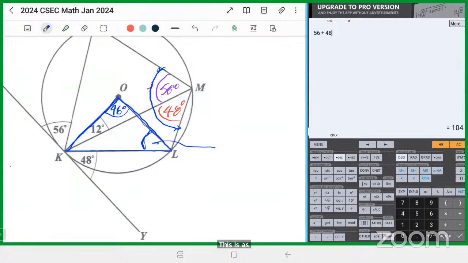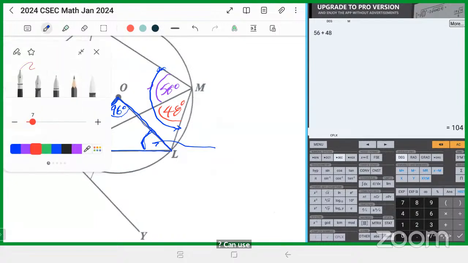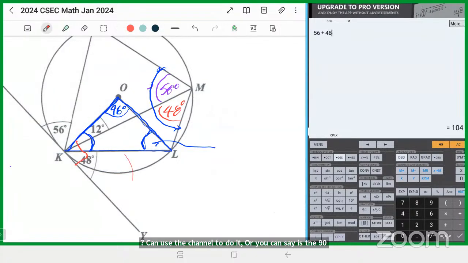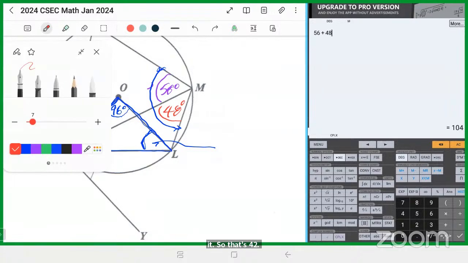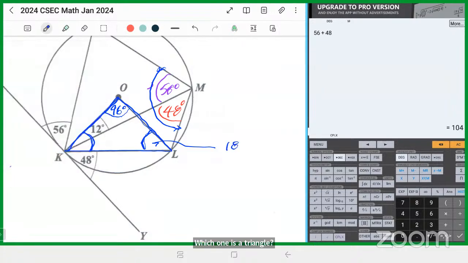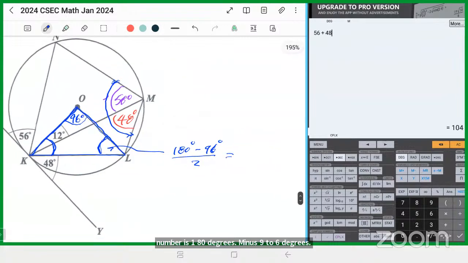This angle here, since it's equal to this one, we know already it's 42. You can use a triangle to show that it's 42, or you can say it's a 90 degree angle here. That makes this one 42, and this one is equal to it. But if we use the triangle approach, we could say that angle is 180 degrees minus the 96 degrees, divided by 2. It's going to work out to be 42 degrees.